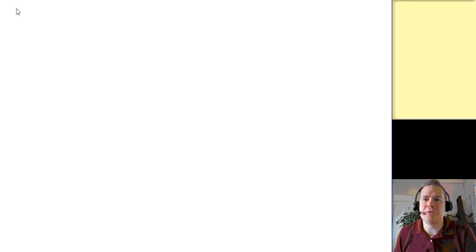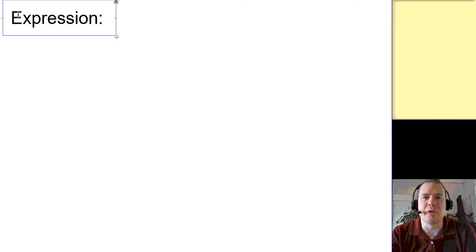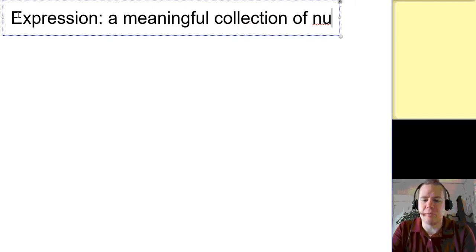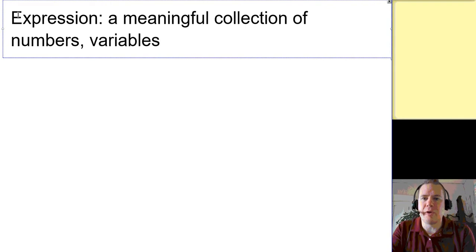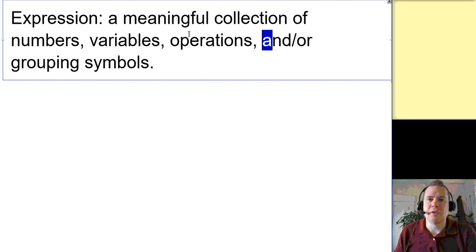Hey guys, in our first video, we defined this word expression, and I promised to give you a little more detail about each of the component words there. Right, so expression is a meaningful collection of a few things here. A collection of numbers, variables, operations, and/or grouping symbols. So let's look at each of these in turn.